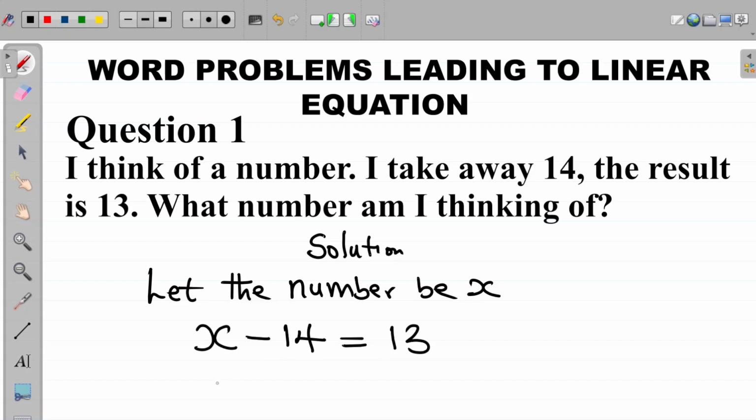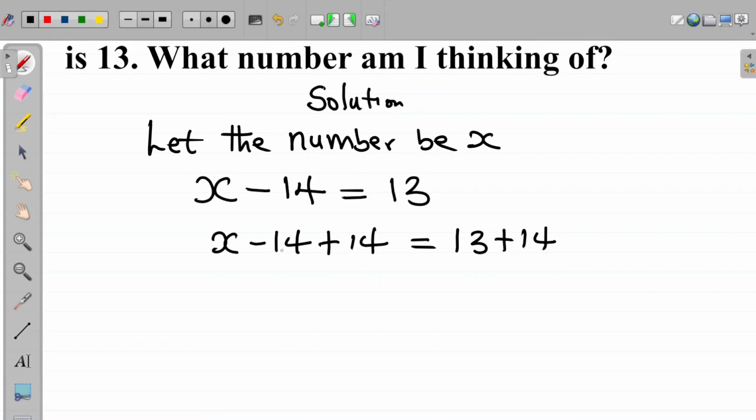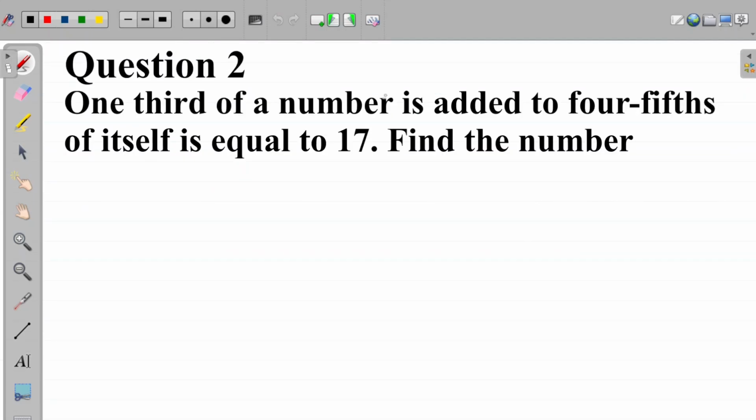So we have that this becomes x minus 14 plus 14 equal to 13 plus 14. So minus 14 plus 14 will cancel out. So we are left with x equal to 13 plus 14 is equal to 27. So therefore, the number I am thinking about is 27. Let us consider question 2.